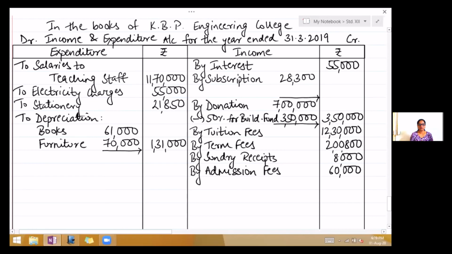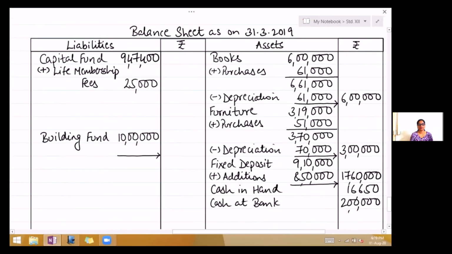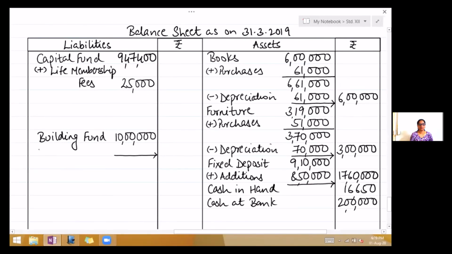Second effect of this, you will now add it to building fund on the liability side. So building fund, below that add donations, 3,50,000. Add it, take it to the outer column, 13,50,000.